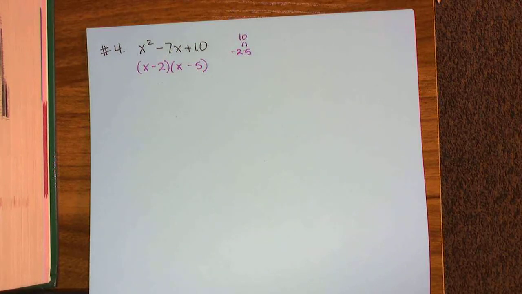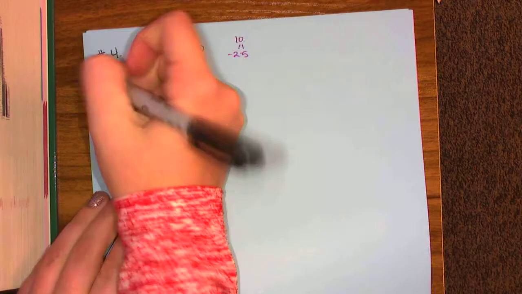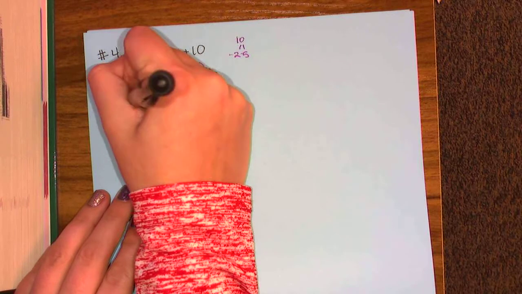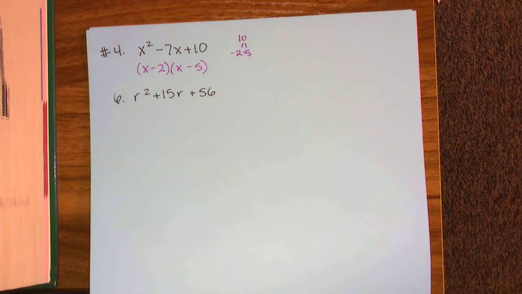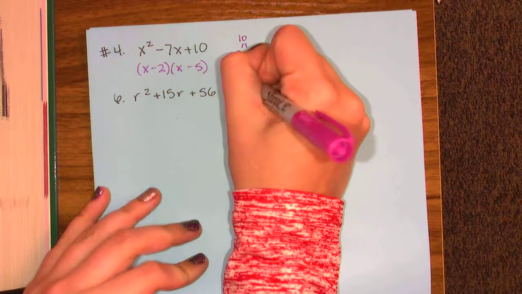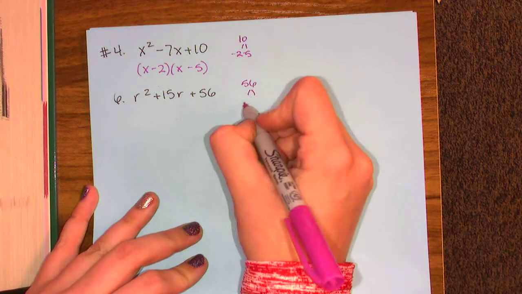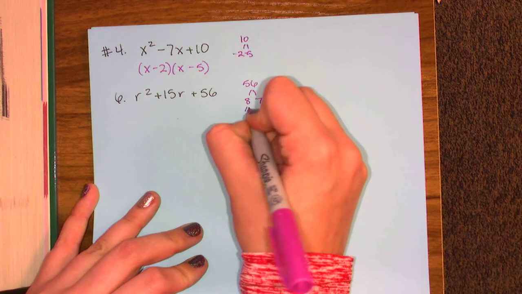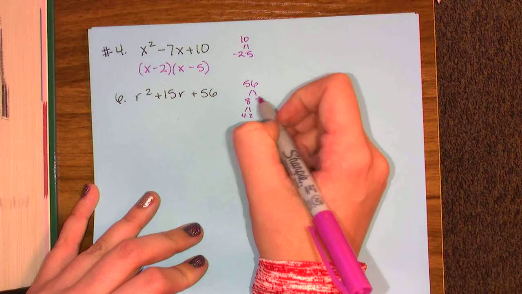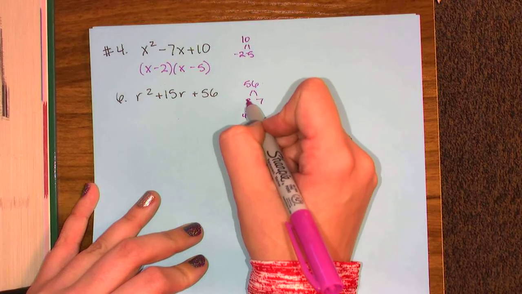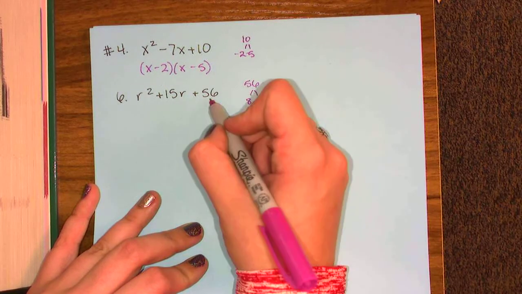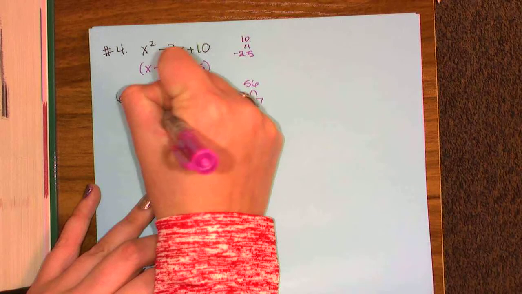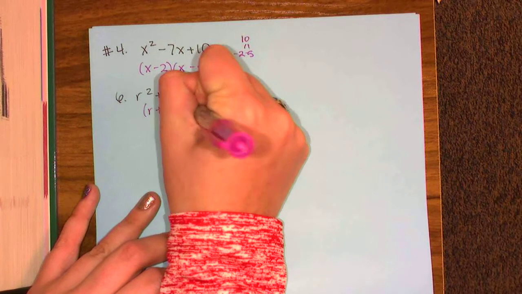Let's see, 6, r squared plus 15r plus 56. So this one's probably a little harder just to do just thinking about it, okay? But 56 factors into 8 and 7, 4 and 2, and so on and so forth. But I recognize that 8 and 7 adds up to 15. It also multiplies to give me 56. So I'm going to have r plus 8, r plus 7.